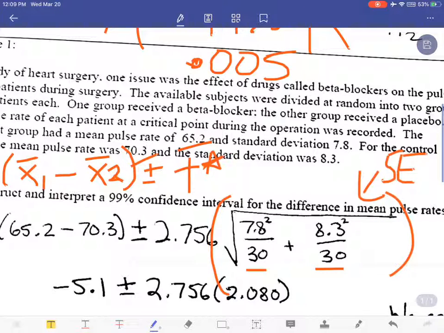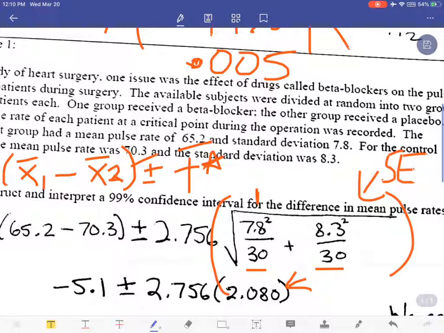The way we get these numbers is this first fraction is your sample standard deviation from sample 1, 7.8, squared divided by the sample size, which is 30. Over here, we get 8.3 squared divided by 30, and that's the sample size and sample standard deviation from sample number 2. Then you use order of operations to calculate that out and that gives you a standard error of 2.080.